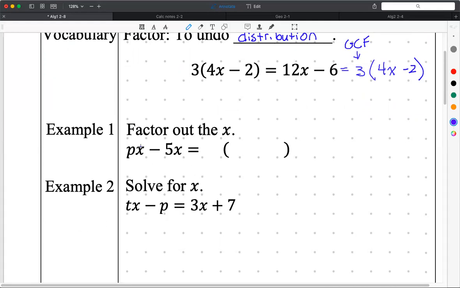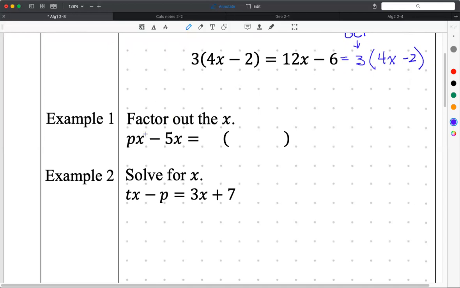So a few examples here. I need to factor out the x. I see that x is going into px. X is going into 5x. When I say going into, another way of saying that is I could divide px divided by x and I get p. I could divide 5x divided by x and I get 5.